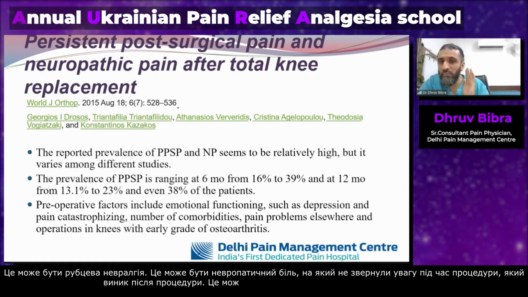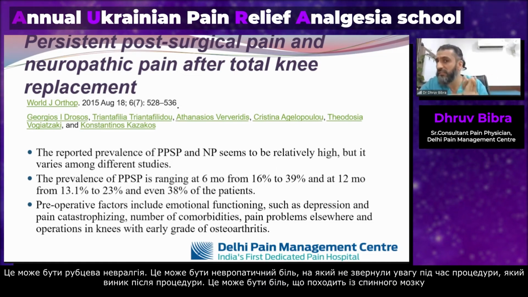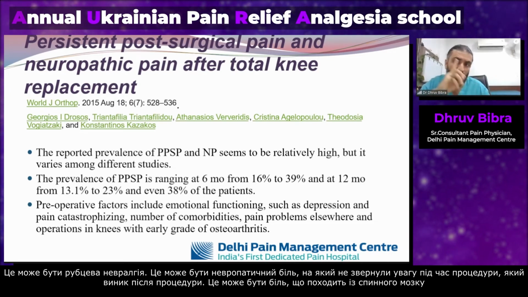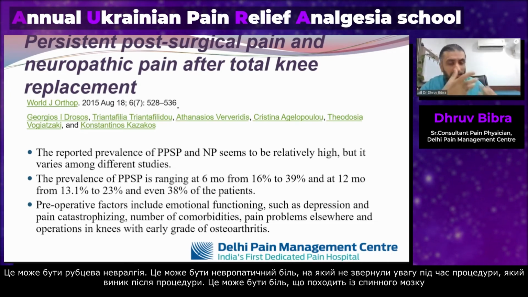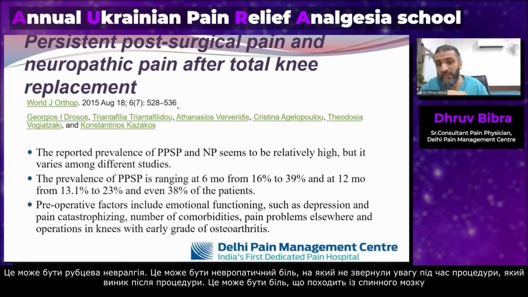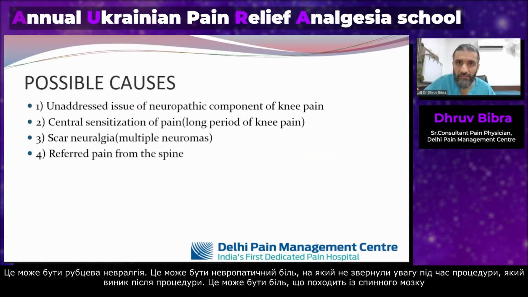In that case, sometimes there are a lot of possible diagnoses. One can be that the patient is having scar neuralgia, take care of that. Or the patient can have a neuropathic pain, which was ignored during the procedure or pre or post procedure. And third is that the patient can be having a spine pain coming down, and then there are other deformities. So, be aware of that.